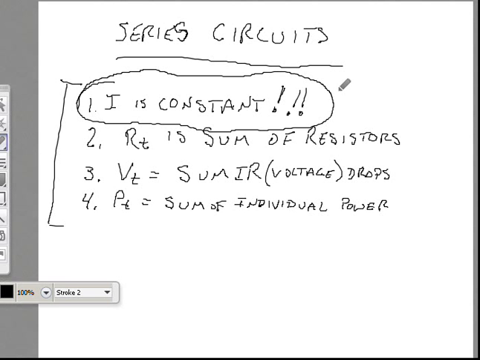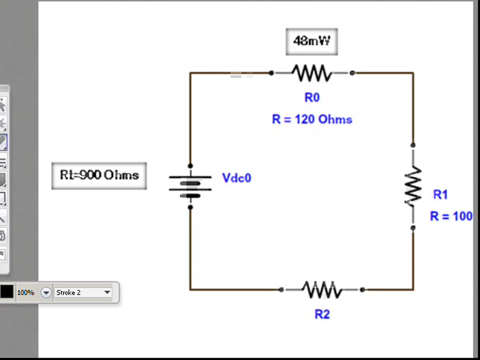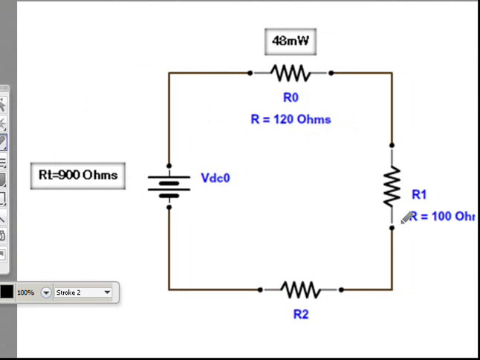So the total power consumption is equal to the sum of the individual power consumption. Now that's fine and dandy, but how do we apply this stuff? Well, here we have a circuit. This circuit has 2 unknowns. We don't know the resistance of R2, and we don't know what our source voltage is. But we have all the information here that we need to figure out those 2 unknowns.